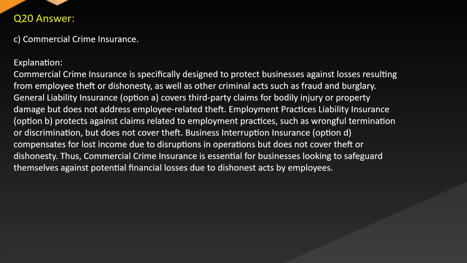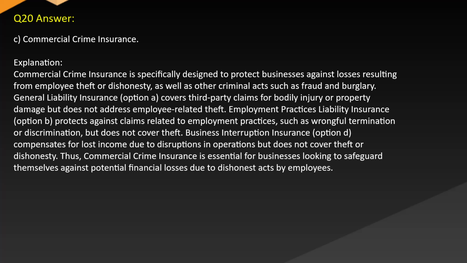Answer: C. Commercial crime insurance. Explanation: commercial crime insurance is specifically designed to protect businesses against losses resulting from employee theft or dishonesty, as well as other criminal acts such as fraud and burglary. General liability insurance, option A, covers third-party claims for bodily injury or property damage but does not address employee-related theft.